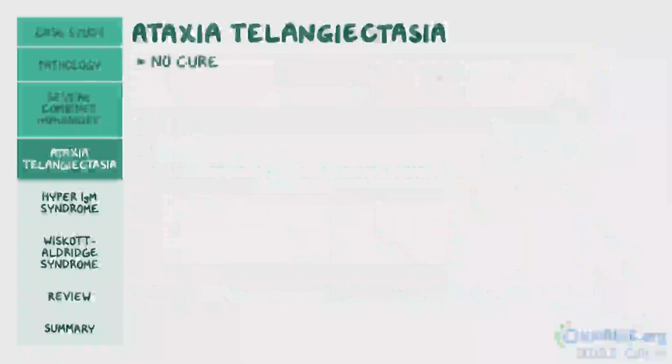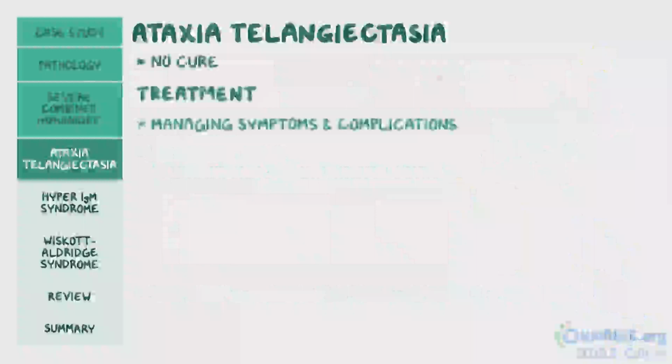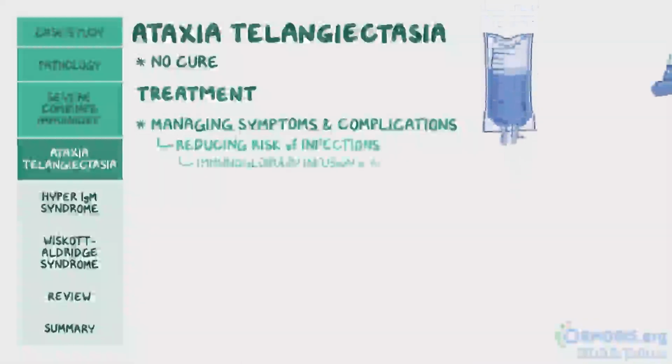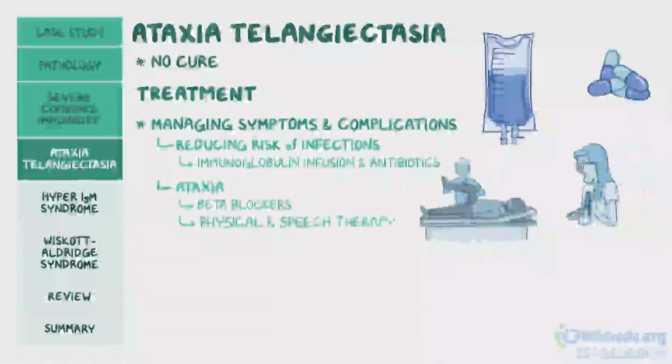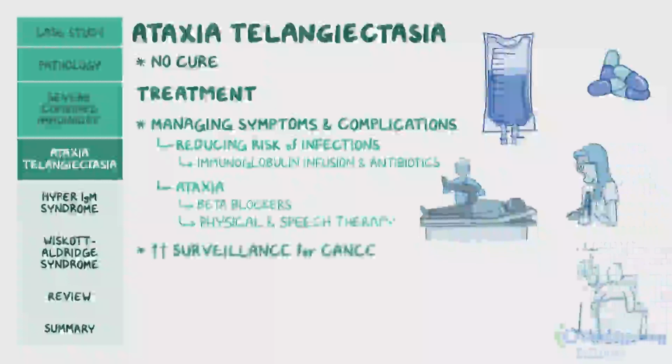There is no cure for ataxia telangiectasia, so treatment is aimed at managing symptoms and complications. For reducing the risk of infections, immunoglobulin infusion and antibiotics can be used. For ataxia, in some cases, beta blockers can be used, as well as physical and speech therapy. And finally, individuals should have increased surveillance for cancer.